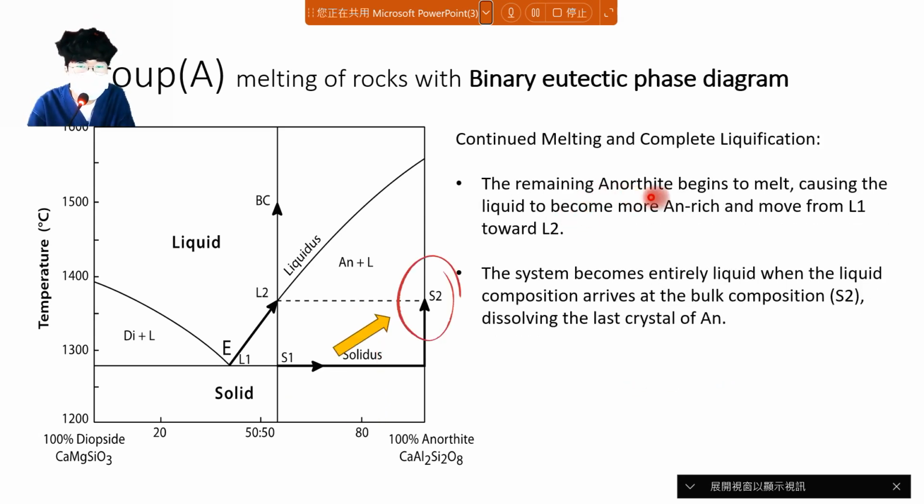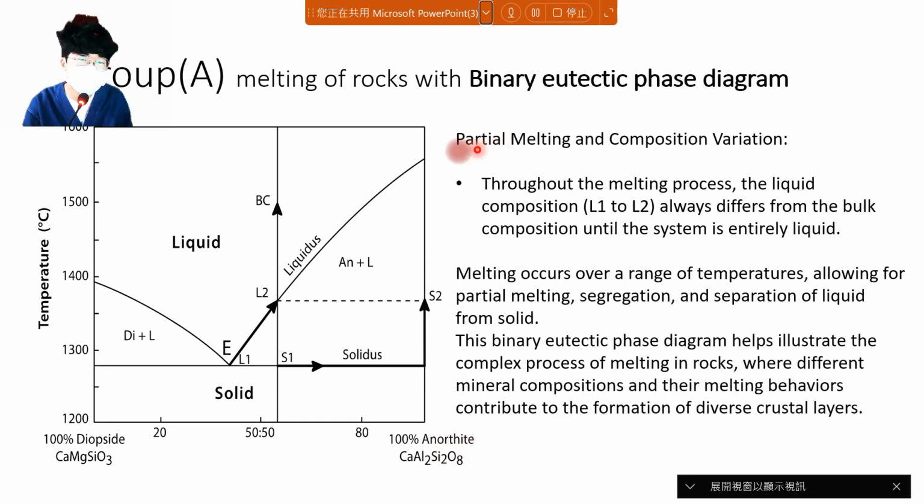And the remaining anorthite begins to melt, causing the liquid to become more An rich. The proportion of anorthite becomes greater as the liquid moves from L1 to L2. The system becomes entirely liquid when the liquid composition arrives at the bulk composition here, dissolving the last crystal of An. Throughout the melting process, the liquid composition from L1 to L2 always differs from the bulk composition until the system is entirely liquid.